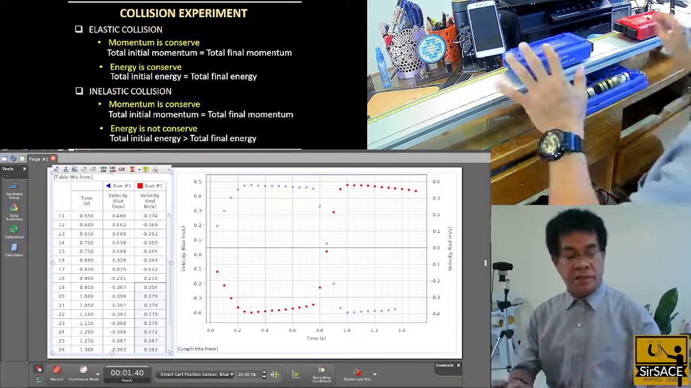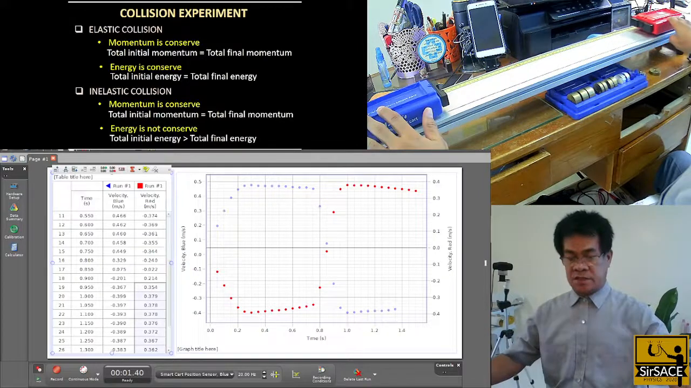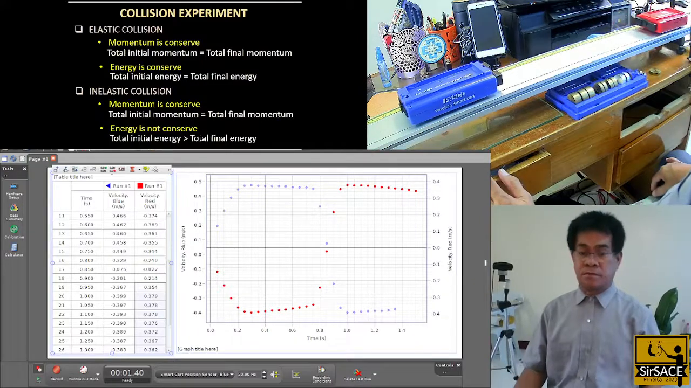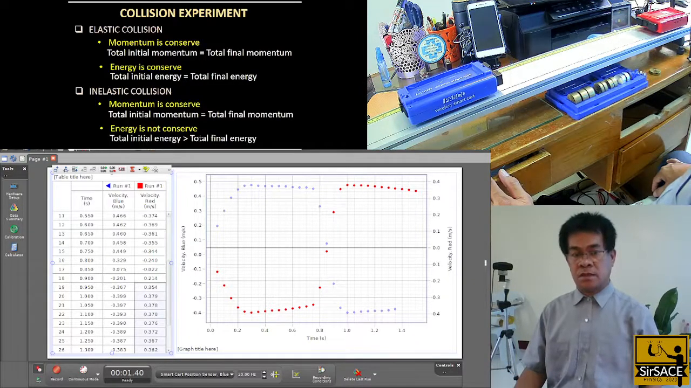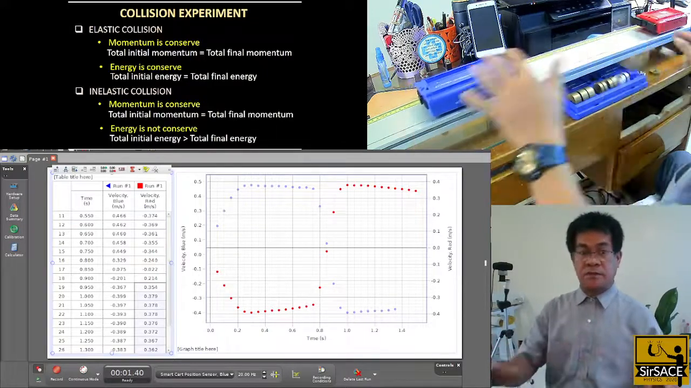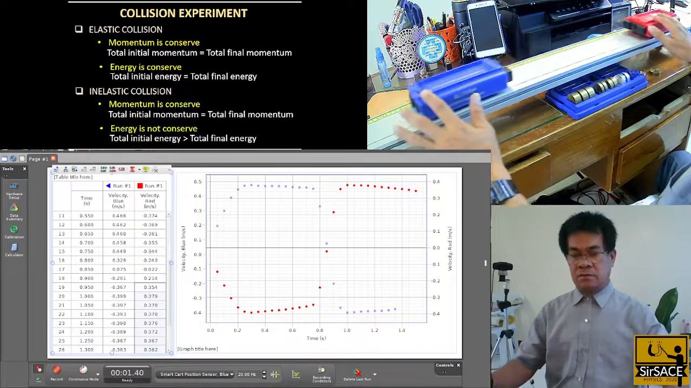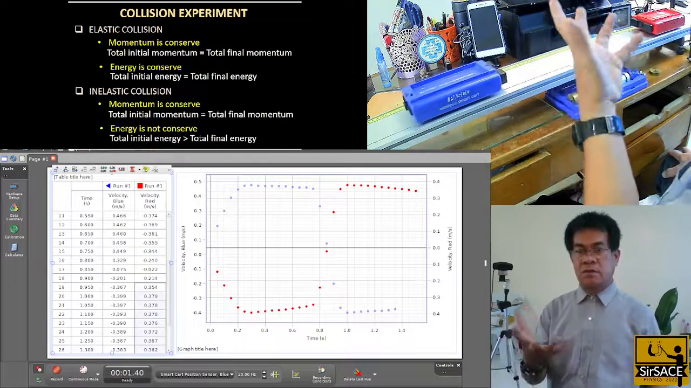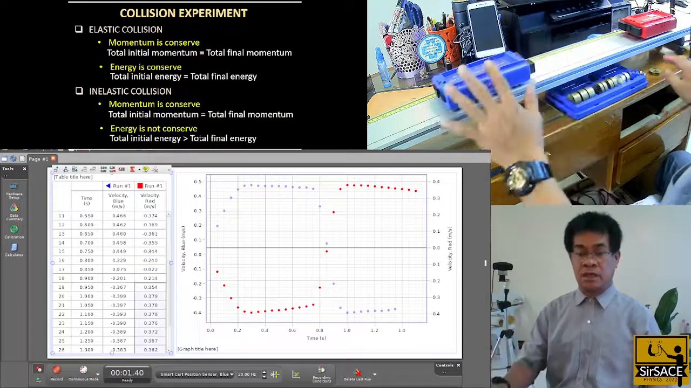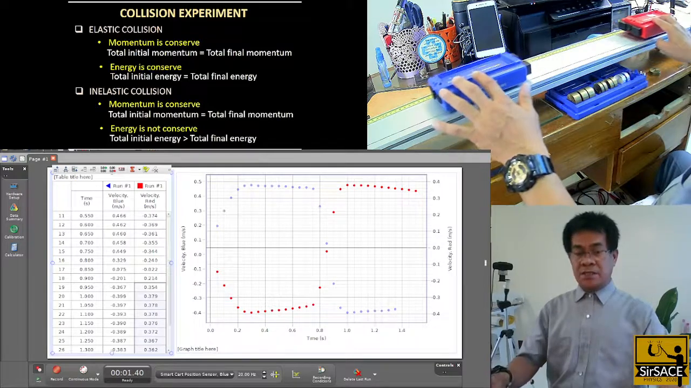In our previous study, we learned that if two particles move towards each other, there must be a collision. Because of that, we have the before-collision and after-collision activity. Now, there were two kinds of collisions. Remember, we have the elastic and the inelastic.